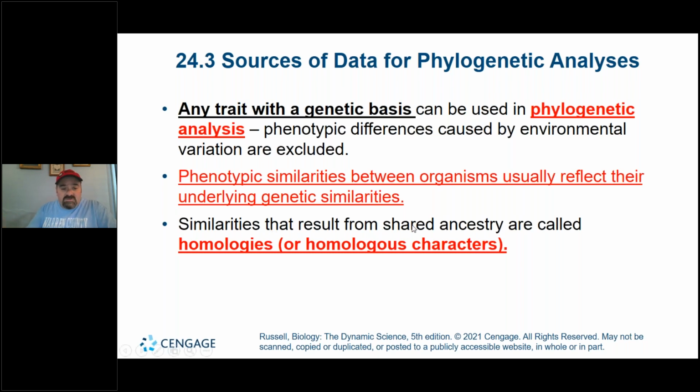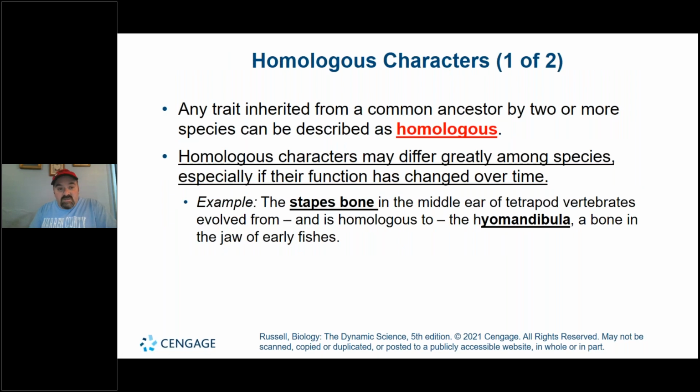And we call similarities that result from shared ancestry homologous characteristics, right? Homologies. These are sameness, similarities. Any trait inherited from a common ancestor by 2 or more species can be described as homologous, right? So opposable thumbs would be a trait that we could say is shared between primates and humans. Homologous characters may differ greatly among species, especially if their function has changed over time.